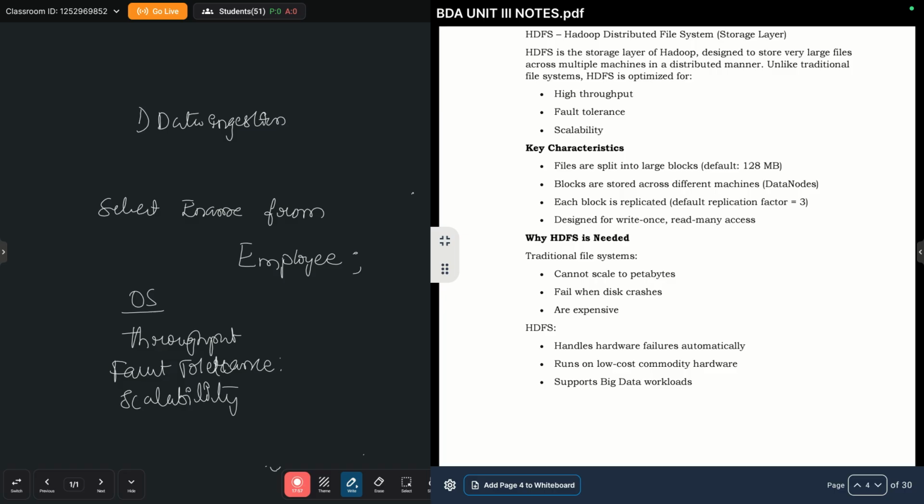Name node is the master. Data node is the worker. Every day, data in HDFS is increasing exponentially. We are getting data from social media, sensors, IoT, mobile applications and what not.